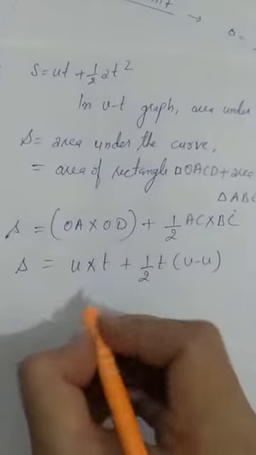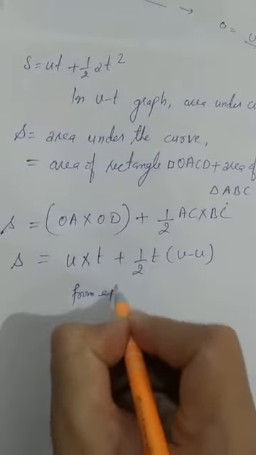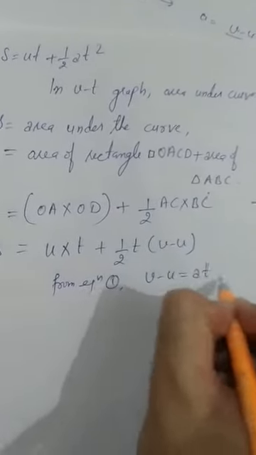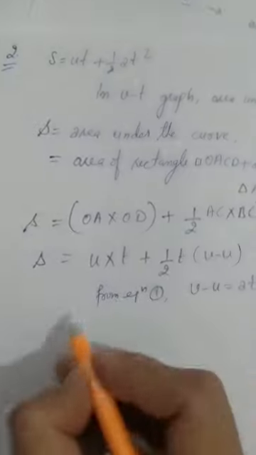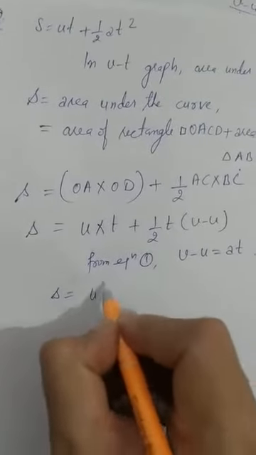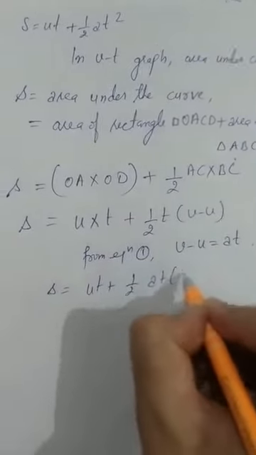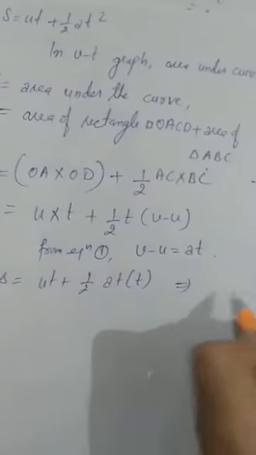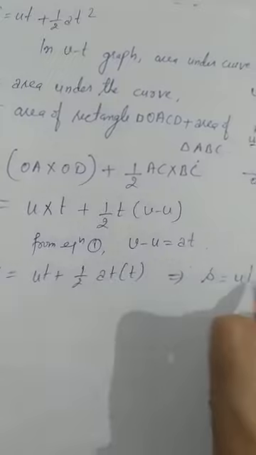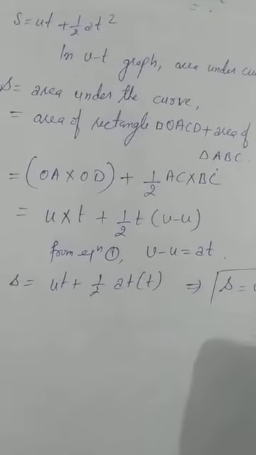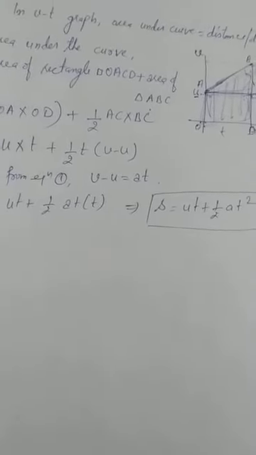Now from the first equation, v minus u equals at. So putting this value, we can write S equal to ut plus half a t into t. Now this relation we can write as S equal to ut plus half at square. Clear now?